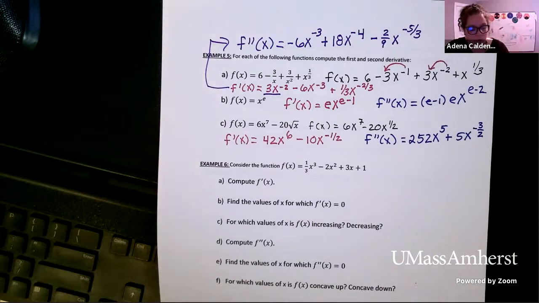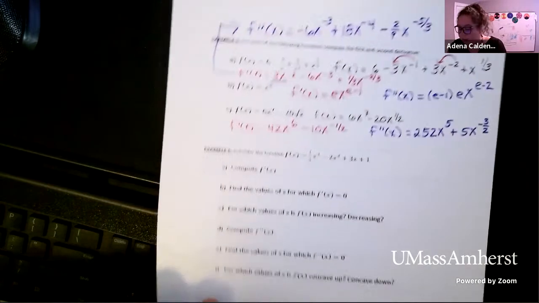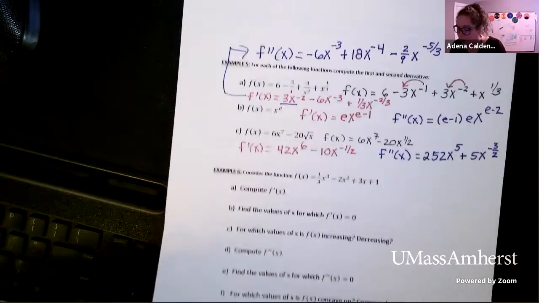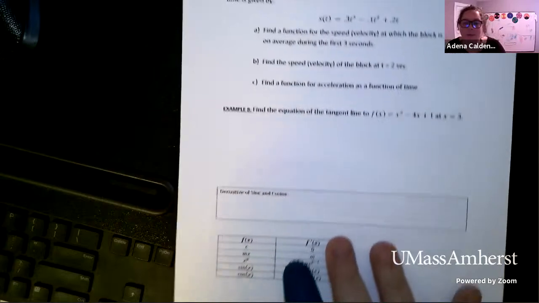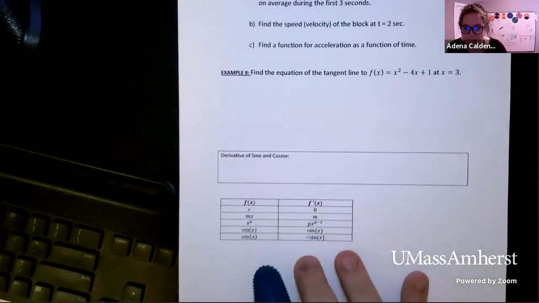Let's see. We are going to skip ahead and then we'll come back because there's 2 examples I want to make sure you do before your mini quiz. So we're going to jump to example 8.